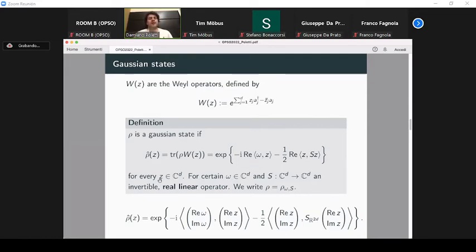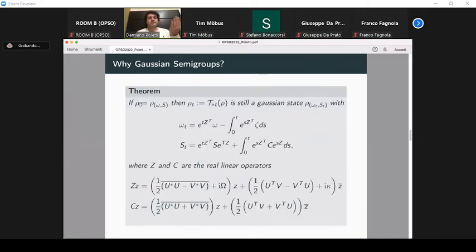So this is why these are called Gaussian states: they are as similar to Gaussian random variables as possible. And the point here is that if we start from a Gaussian state, then our semigroup that acts on states in this way still yields a Gaussian state. So in some sense, Gaussian semigroups preserve the set of Gaussian states. And moreover, we can give the explicit evolution of the mean and the covariance operator, which depends on some real linear operator that depends on the parameters of the semigroup. But the main takeaway point is that Gaussian semigroups preserve the set of Gaussian states in its entirety.